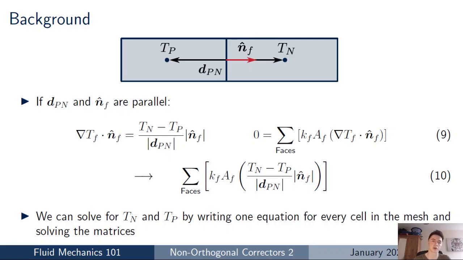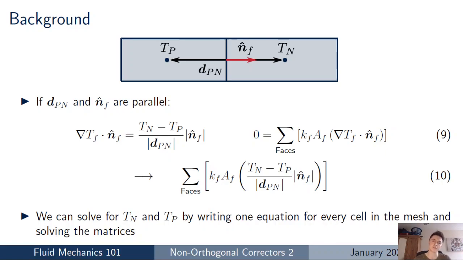You see the dot product of the temperature gradient and the unit normal vector, because they're parallel, is just going to be equal to the temperature gradient multiplied by the magnitude of the unit normal vector. So the temperature gradient in this case would be Tn minus Tp divided by the distance, because that's delta P over delta X: the change in temperature divided by the change in distance between those two points. And then we just multiply that by the magnitude of the unit normal vector.